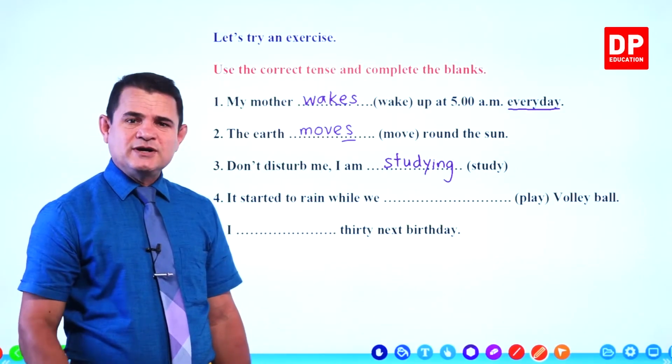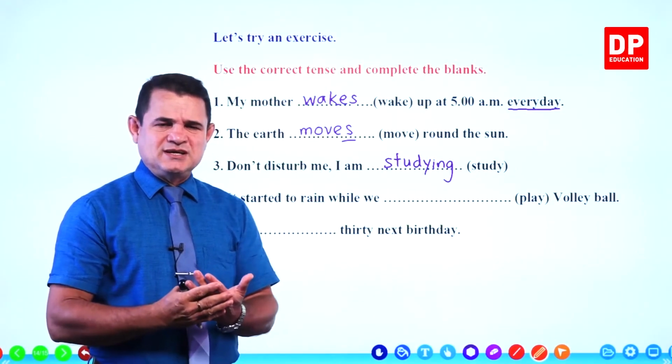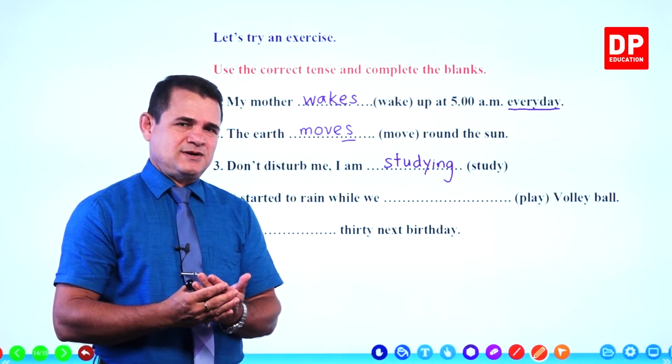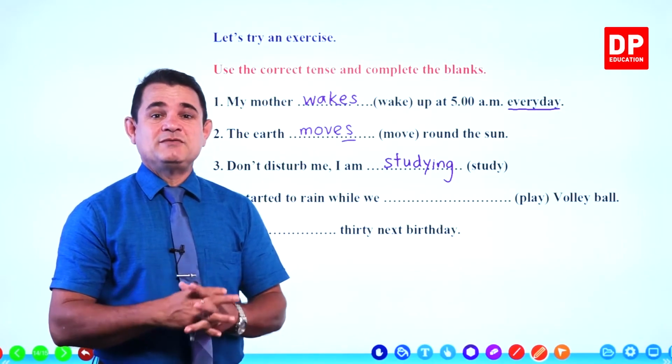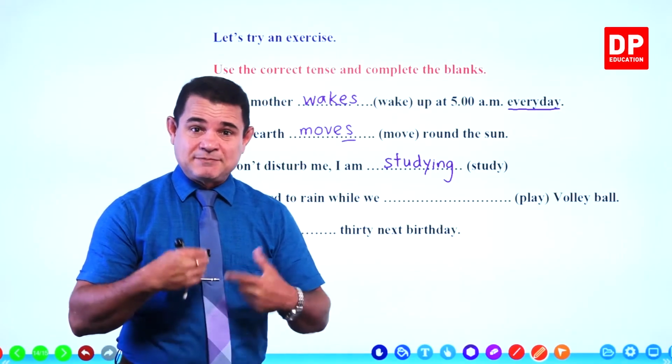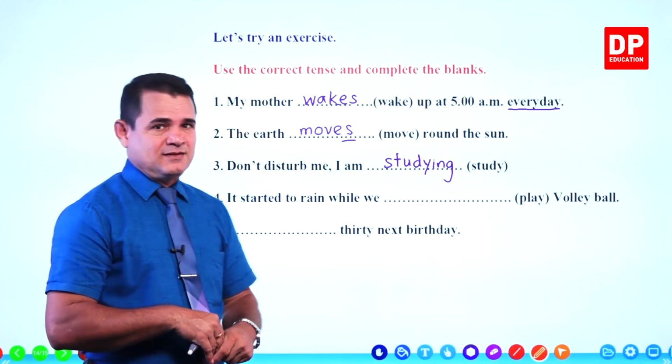I'm studying. Don't disturb me. Here it should be in present continuous form because it's happening at the time of speaking.